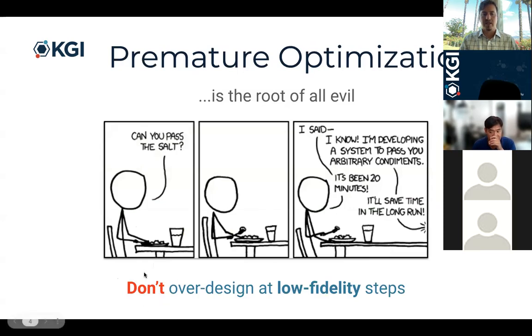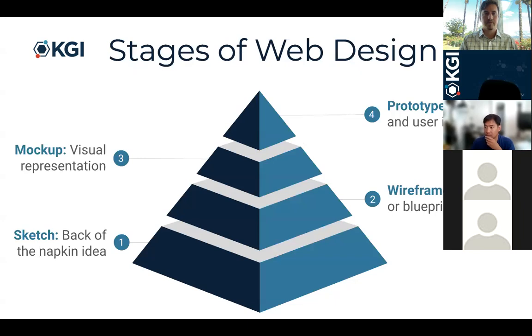So another way to say this in more technical jargon is, don't over design at low fidelity steps. And by low fidelity steps, I mean those early steps where you're just trying to get the basics down of what your product is. So another way to look at fidelity is this pyramid that I put out, which is the stages of web design. Number one is at the bottom, which is your sketch. And this is really just a back of the napkin idea, the lowest possible fidelity of how I can visually communicate what my idea is, what my product might be, in the most simple way possible.